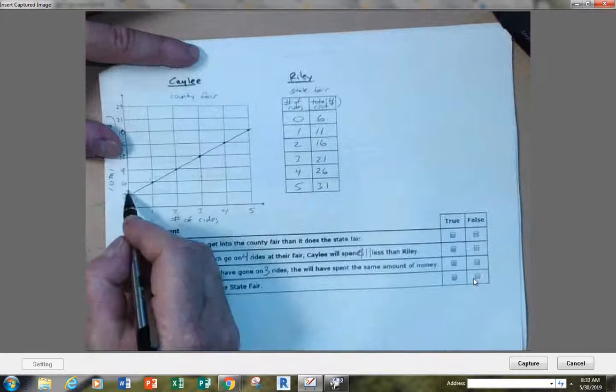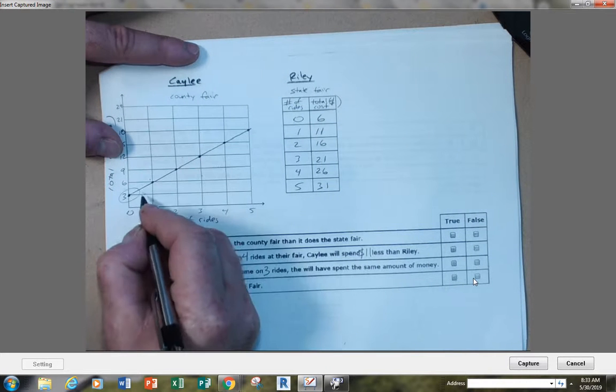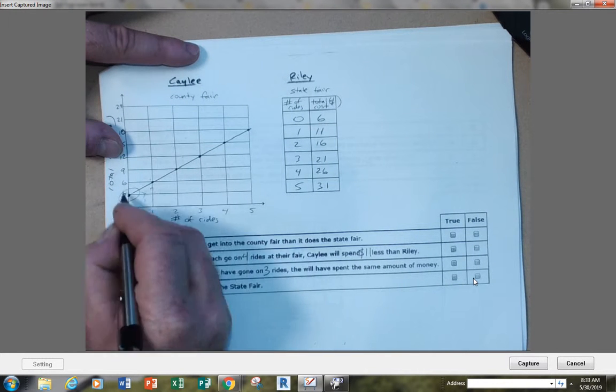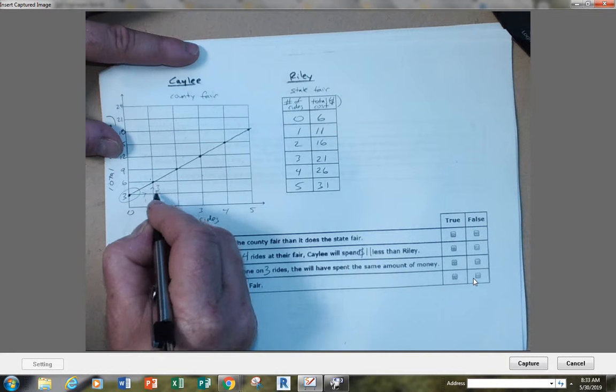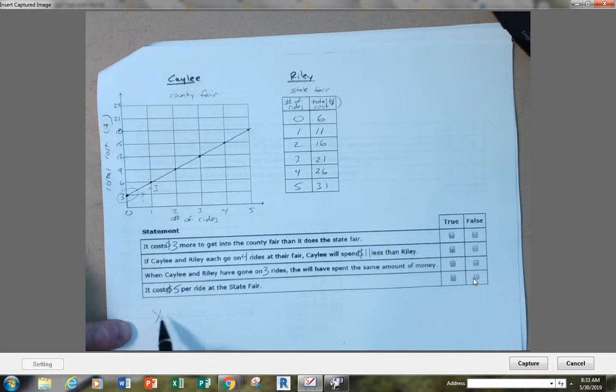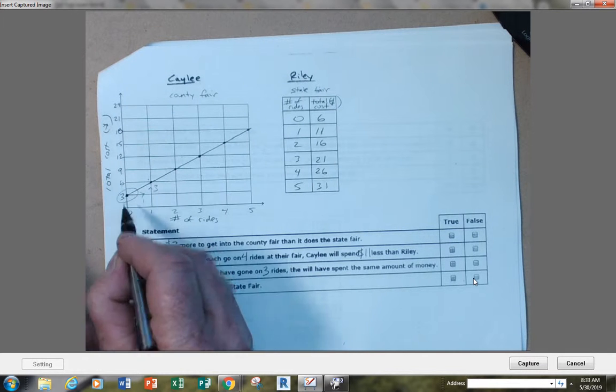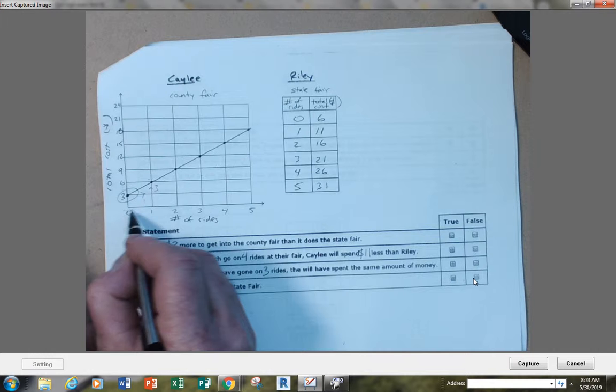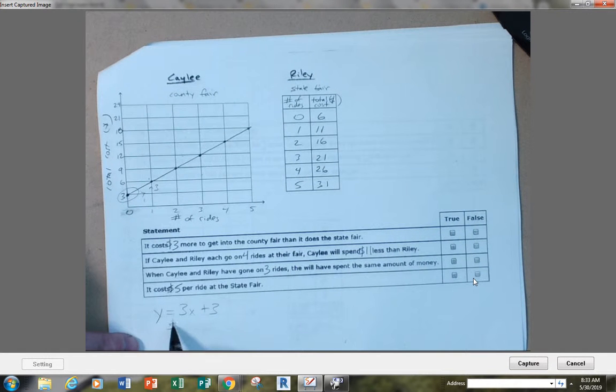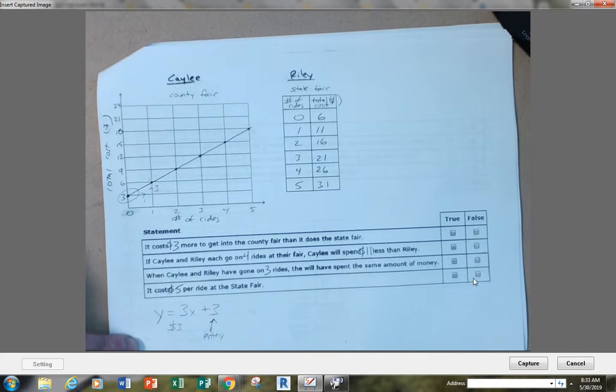All right, that's one of those. The next 2 I'll have you do on your own. I will help you. This equation, y-intercept of 3, slope of over 1, and according to this table, or this graph, going up by 3. So that equation for Kaylee for this situation, $3 per ride plus the $3 it costs to get into the fair, or at the 0 term, after not riding any rides at all, how much you spent. $3 per ride, $3 for this entry fee into the fair.